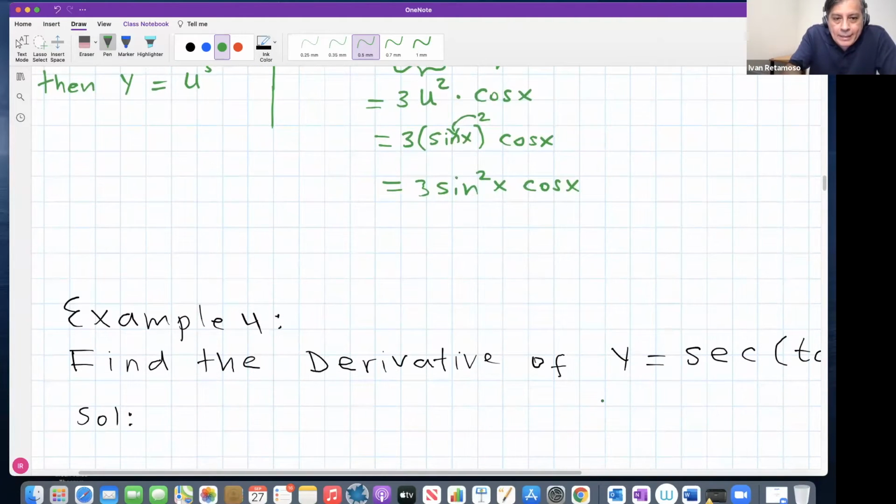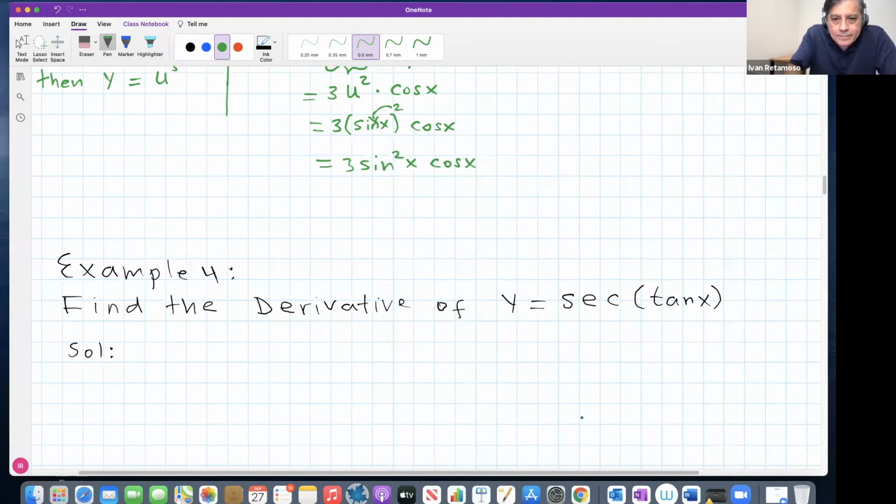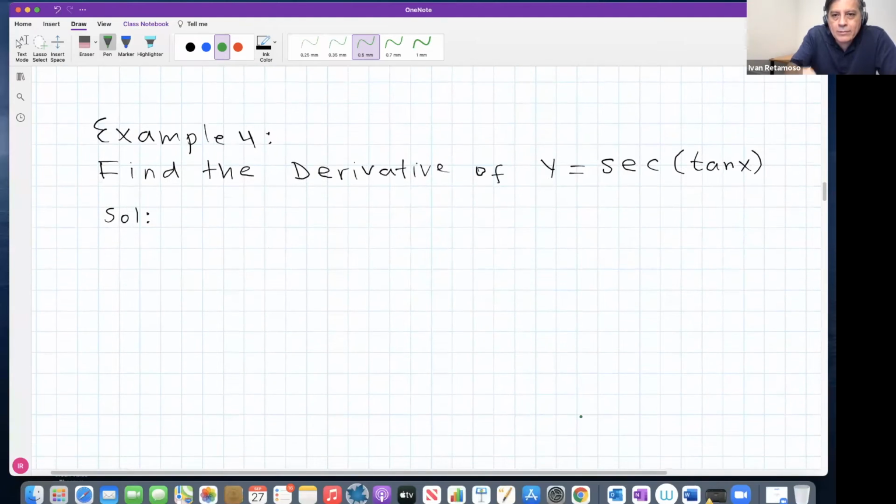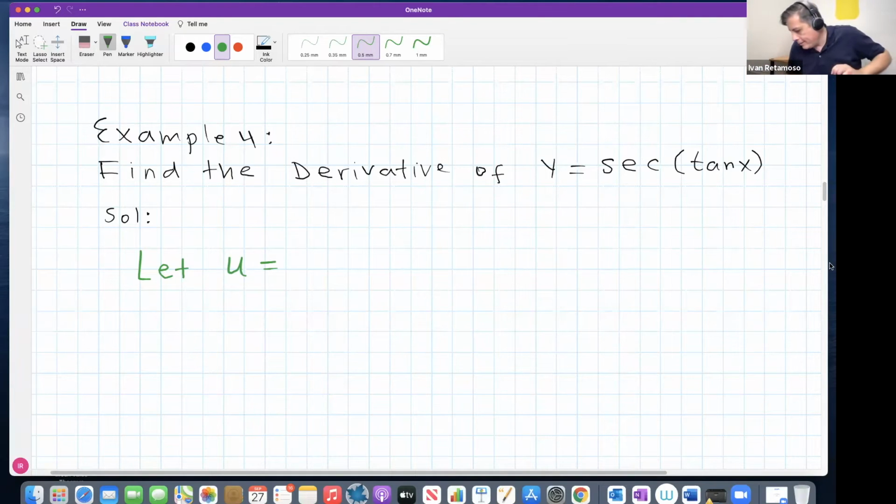So now let's see this other example, example 4, which is: find the derivative of this composite function y equals secant of tangent of x. So again, start by identifying your u. Who can tell me what should be u here? What is u by looking at this function? Anybody? Or you can write it in the chat. What should be u?